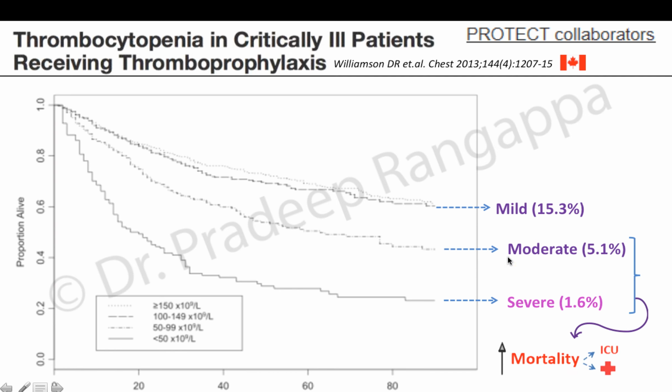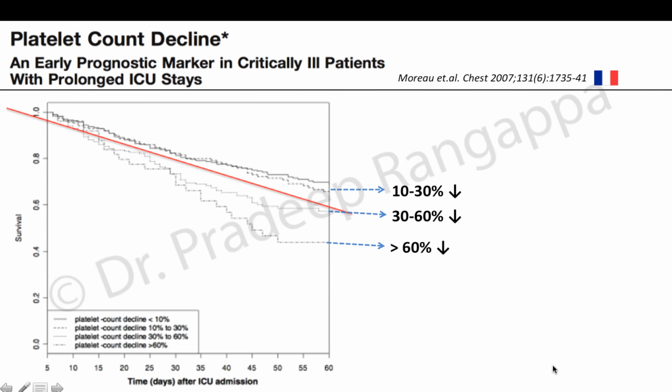And especially if you have mild thrombocytopenia, it was found to have no significant bearing. But if you have moderate and severe thrombocytopenia, it did have a bearing on increase in ICU and hospital mortality. When you look at this particular study from the French group, at the survival rates, if the platelet count drop is 10 to 30%, that is mild thrombocytopenia, even that had little bearing on reduced survival.